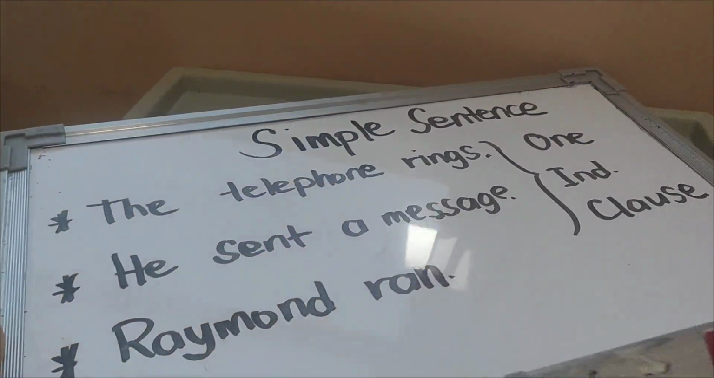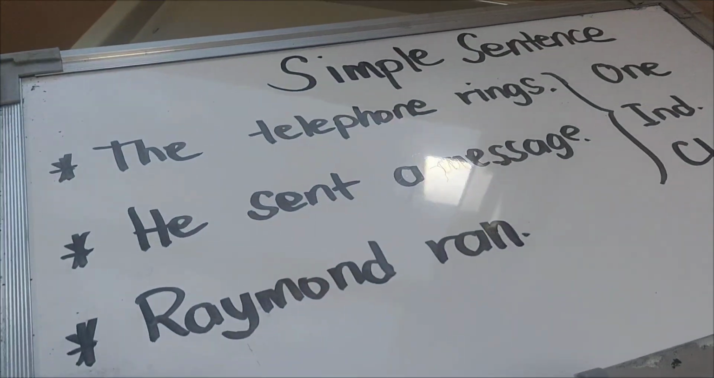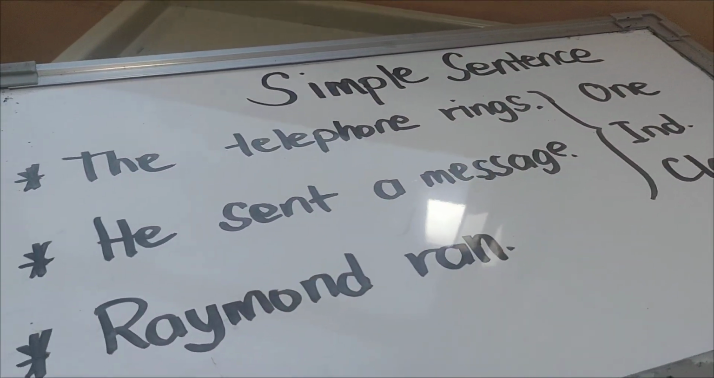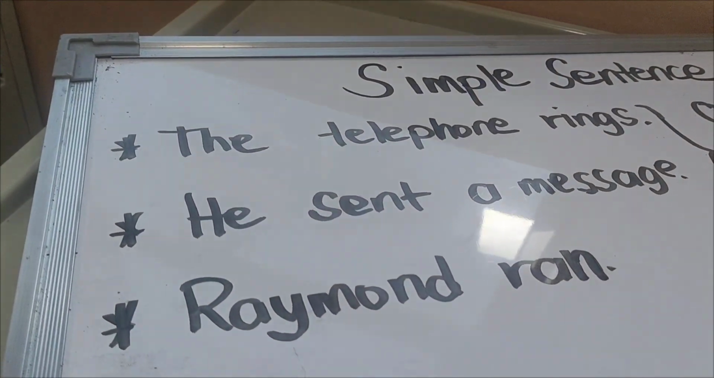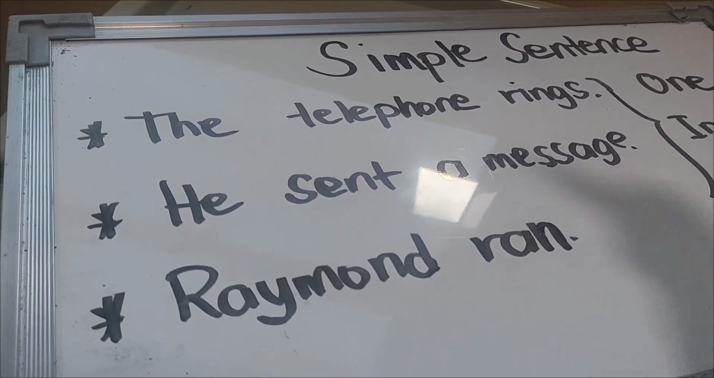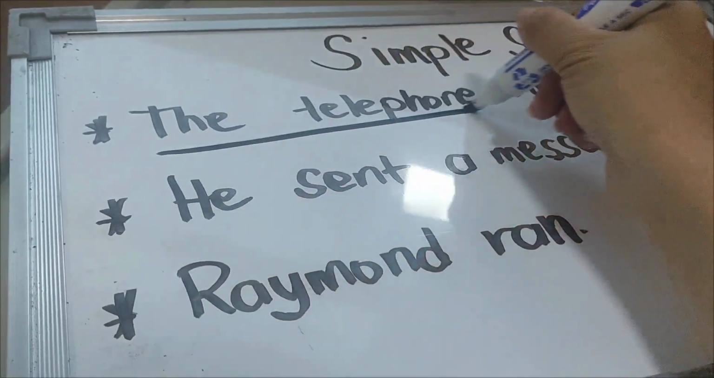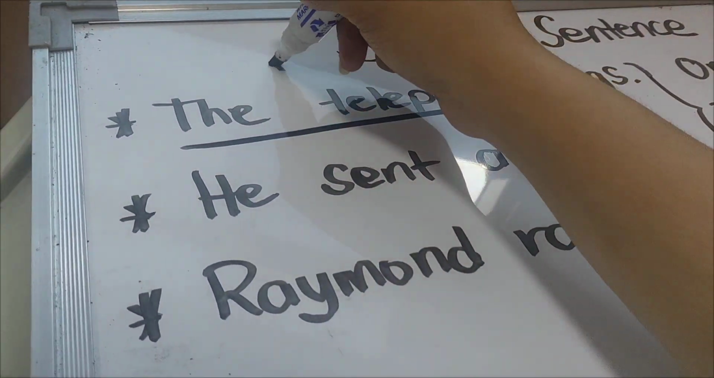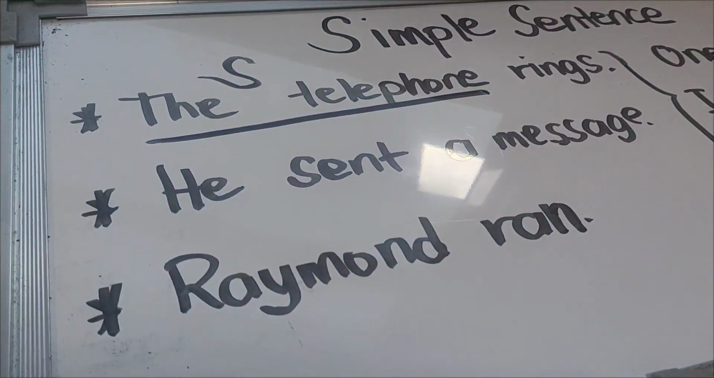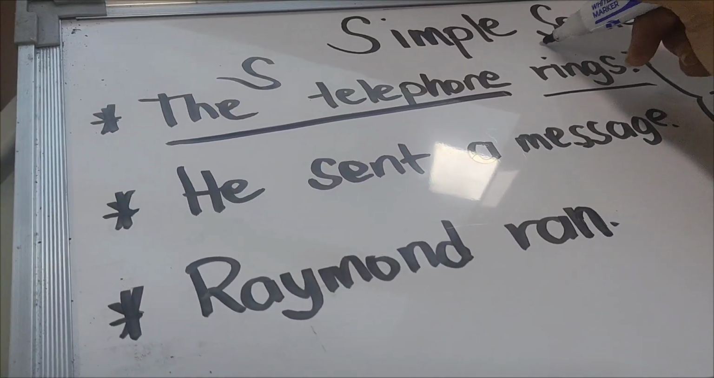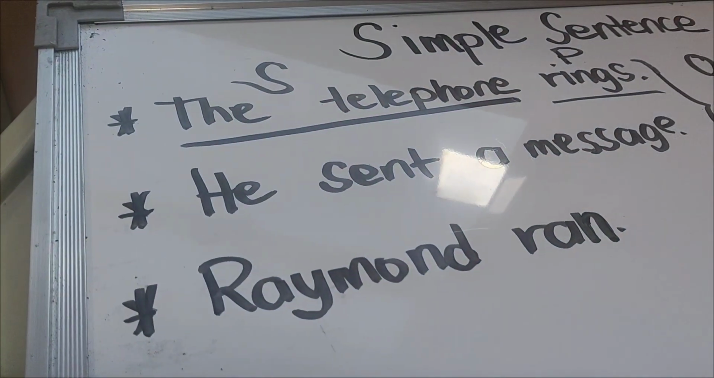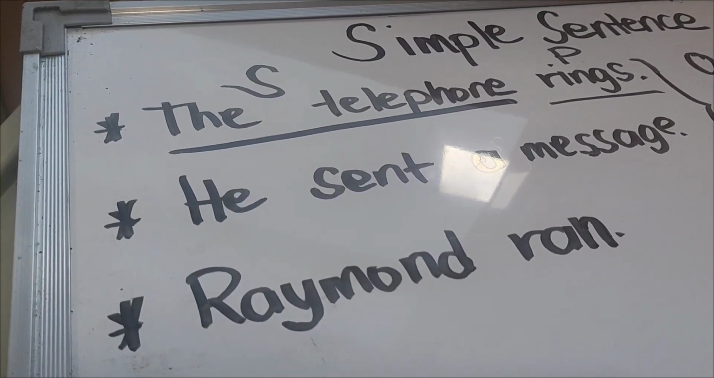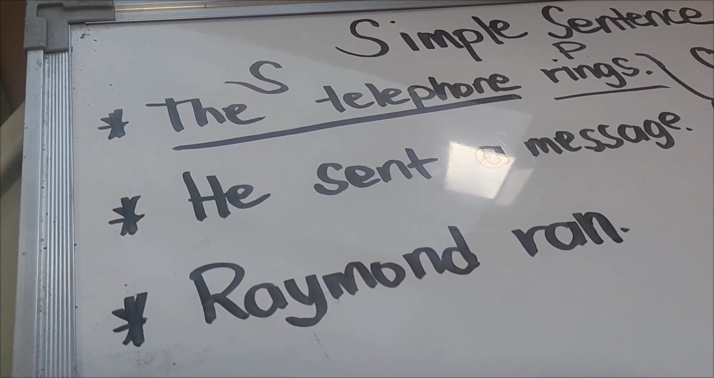So if we're going to look at them one by one, so the telephone rings, we have our subject, which is the telephone. Let me underline that. That's the subject. I'll label it with S. And rings will be our predicate. See? A subject and a predicate together in one clause. It makes sense. The telephone rings.